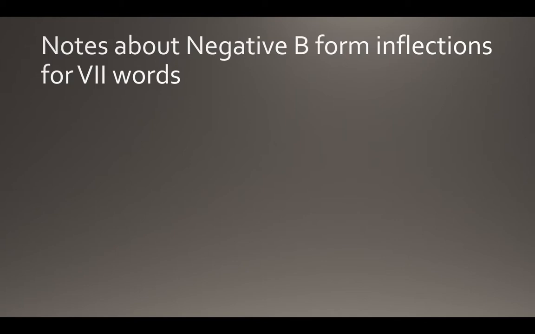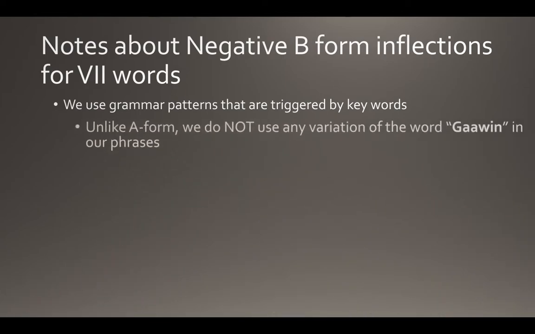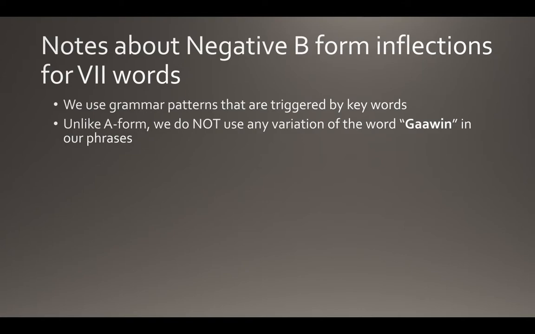So in summary, our negative B-form inflections for VII words. We use grammar patterns that are triggered by keywords. Those are our words like "if," "when," "I wish," etc. Unlike A-form, we do not use any variation of the word gawin in our phrases. Not one time did one of our phrases include the word gawin in today's lesson, so do not use gawin at all in our sentences.